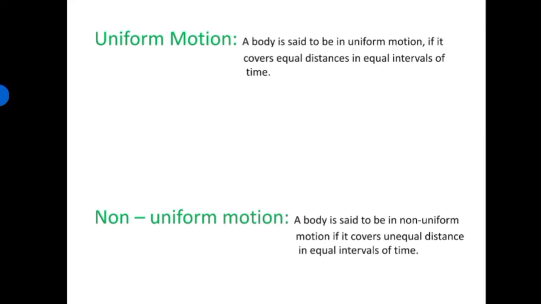Now, let us move to the next topic, that is uniform motion and non-uniform motion. Uniform motion means a body is said to be in uniform motion if it covers equal distances in equal intervals of time. Non-uniform motion means a body is said to be in non-uniform motion if it covers unequal distances in equal intervals of time.